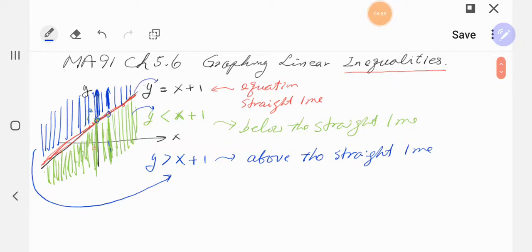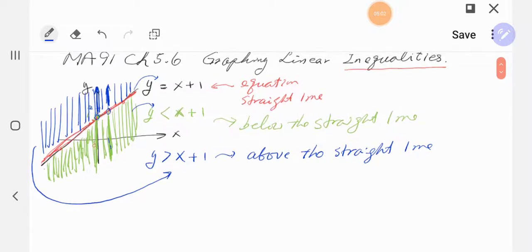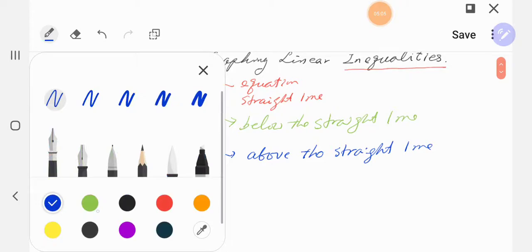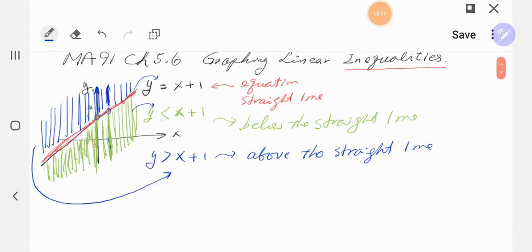Okay, what if there's an equal sign? Let's say there is an equal sign. Then this means two things, right? Less than or equal to. That means the straight line is included. If there's an equal sign, then the straight line is included. If there's no equal sign, then the straight line is not included.